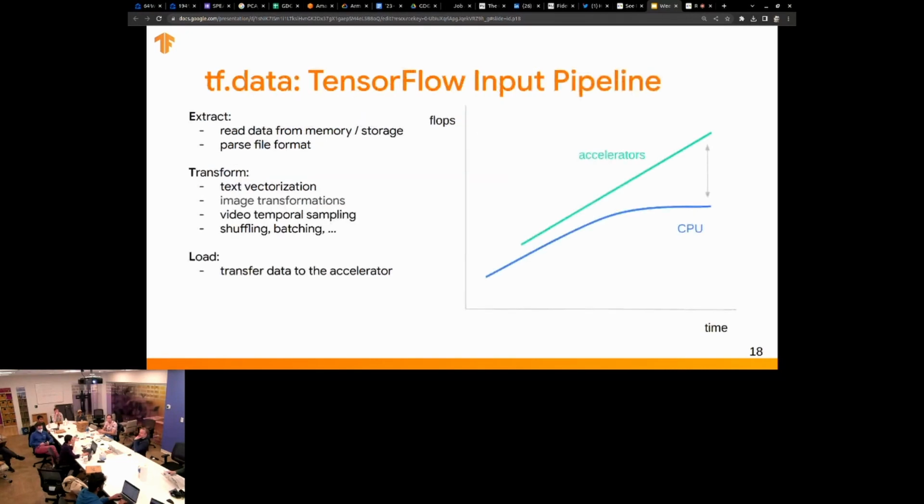Let's see how. In general, the TensorFlow dataset object allows you to extract, transform, and load the data seamlessly. It allows you to read the data and parse it. It allows you to generate text vectorization or image transformation or any other type of transformation that you can think of. You can just fit it in there and map using it. And you can obviously load it to your training system.